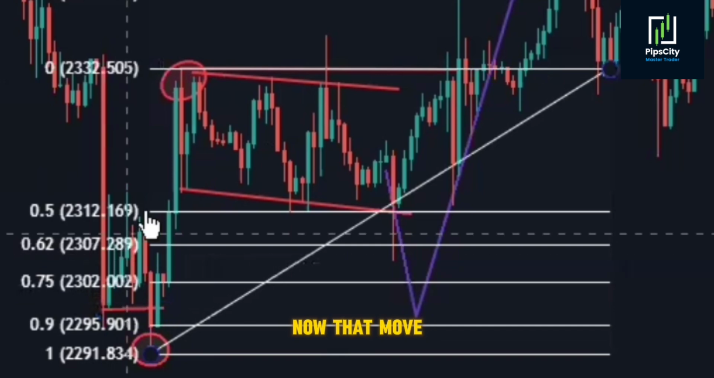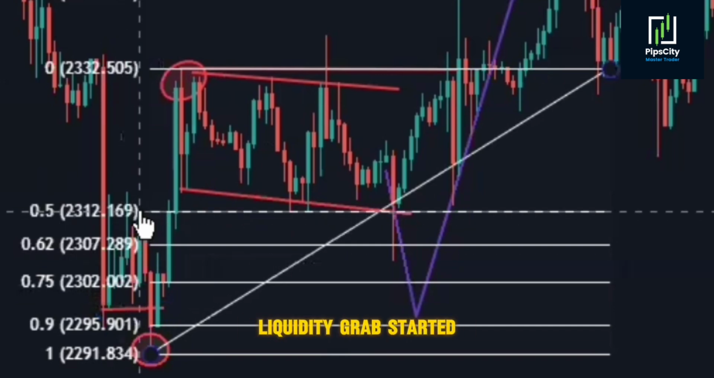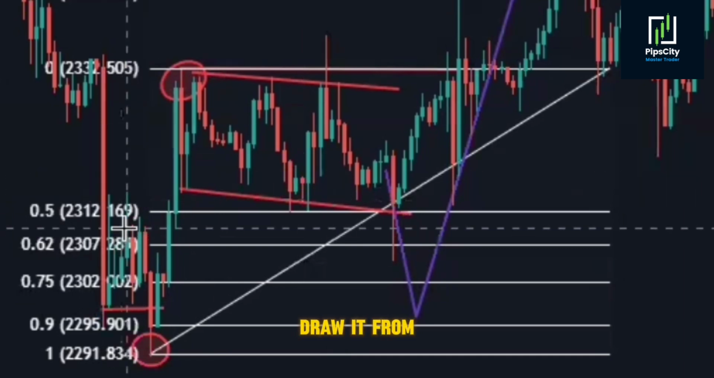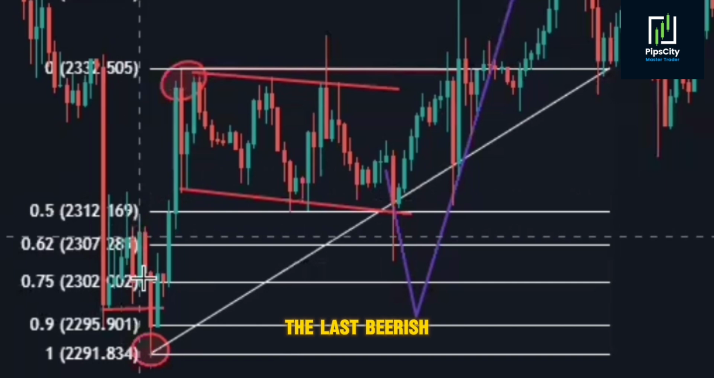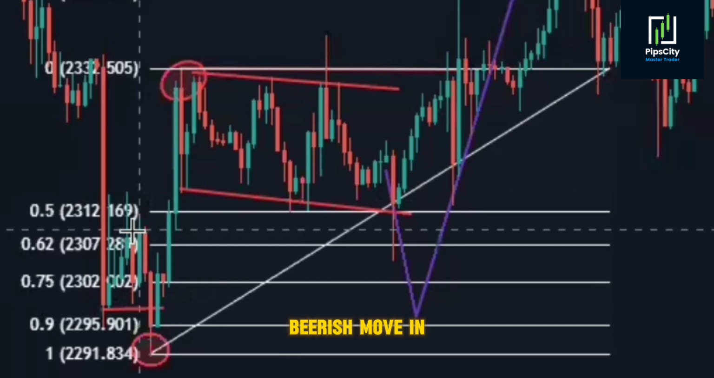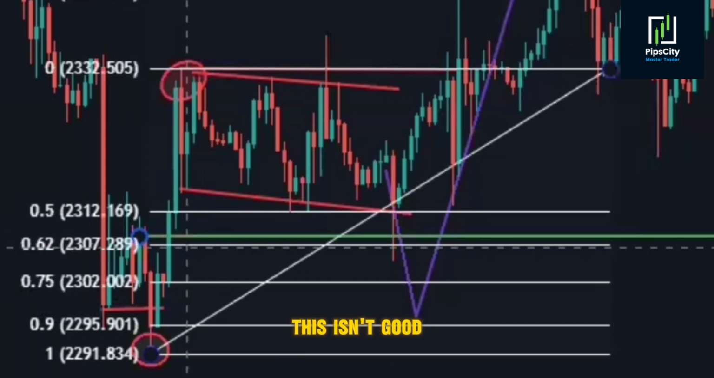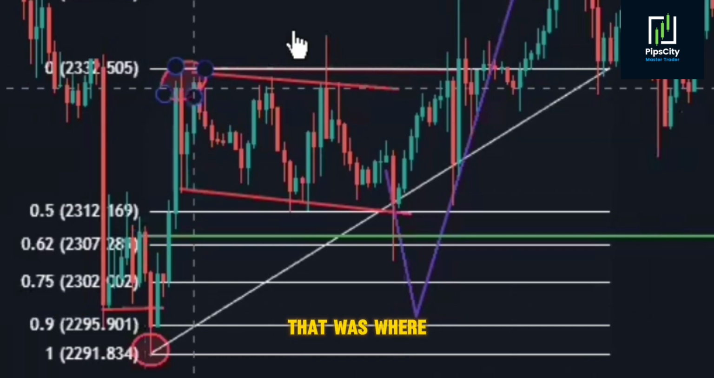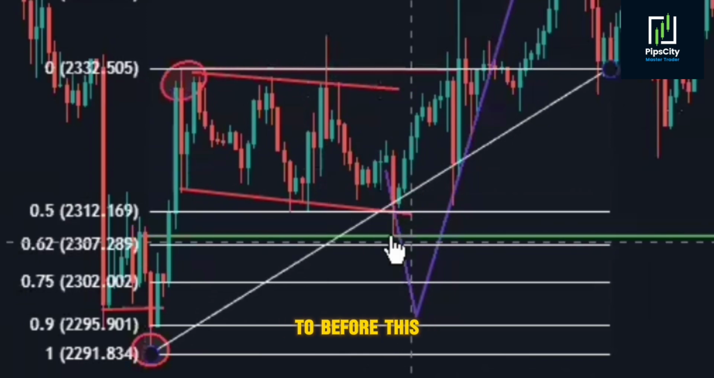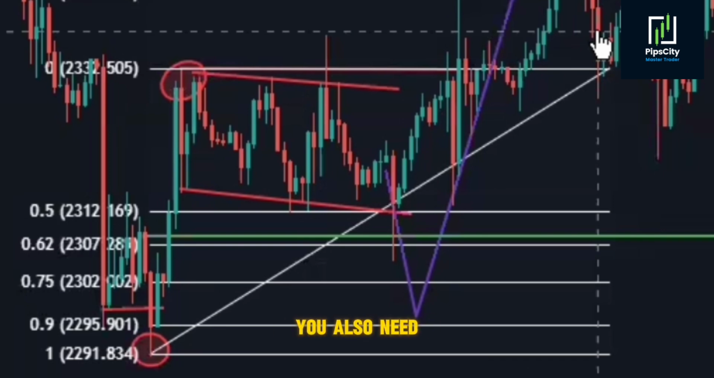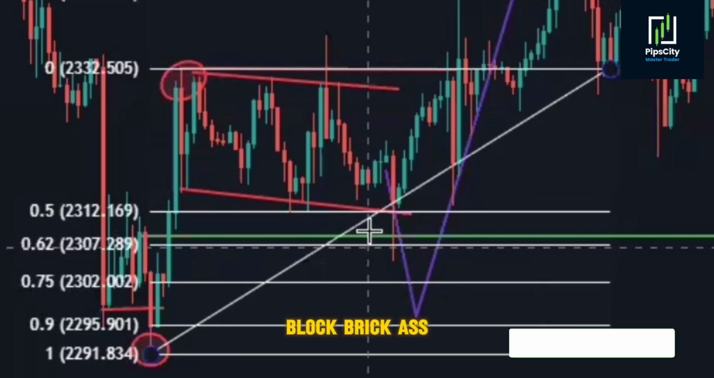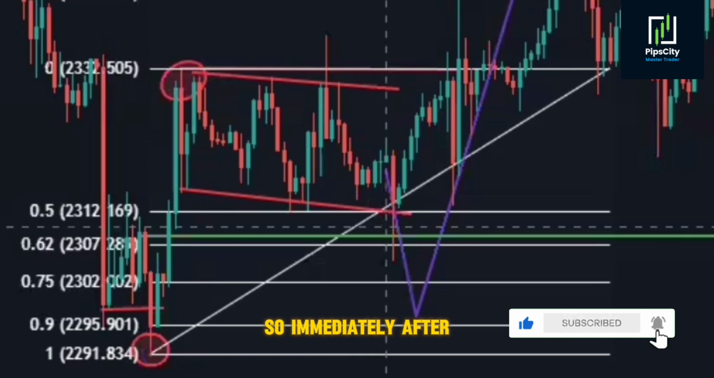Now, that move that started that liquidity graph started here. Let me just draw it out. You can just draw it from the last bearish candle that started this bearish move. I think this is it. Good. All right. Now, if you look at it, you see that was where the market came to before this move started. Those are some key points you also need to look out for. Do you understand? We call this breakers block. So immediately after you see the push.